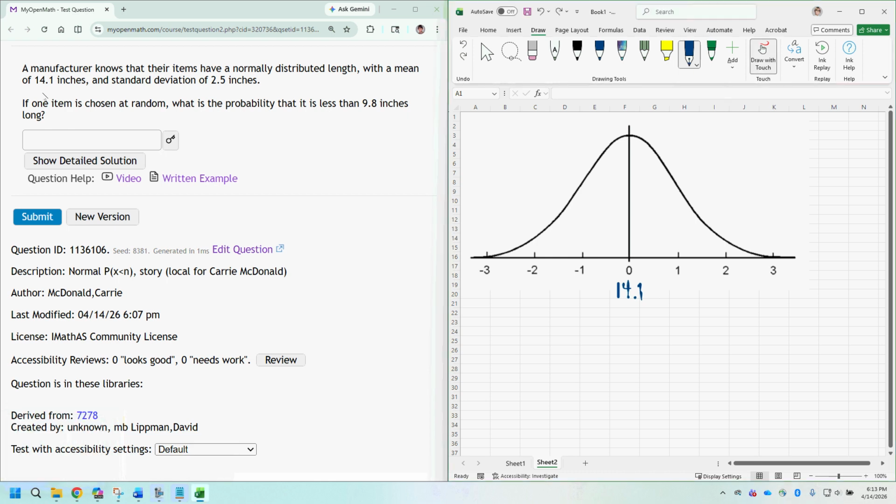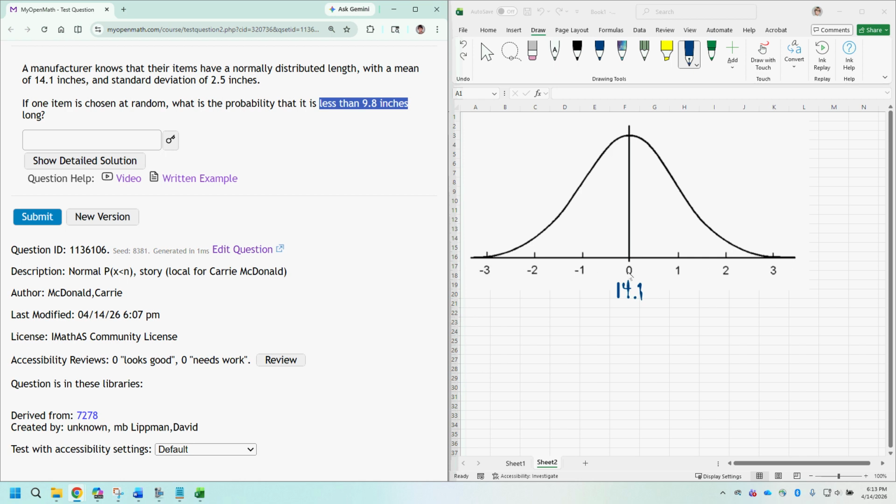Okay, in this video, we're going to find the probability that a randomly selected value from a normally distributed population is less than a certain value, less than 9.8 inches. And I have here a picture of the standard normal distribution with z-scores along the horizontal axis.